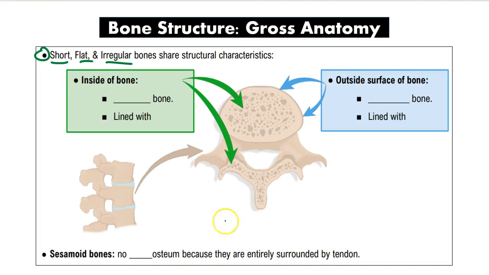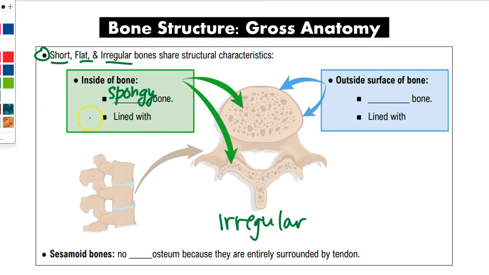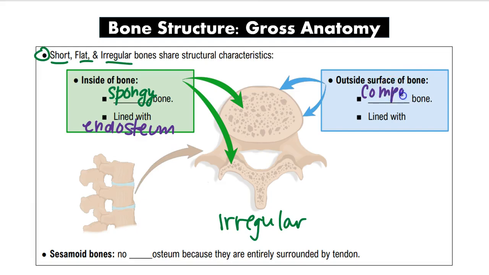All right, this is going to be an irregular bone. Why? Because it looks like a vertebrae, excuse me. And that means if you had a piece of the vertebrae in your hand, you'll be able to see areas that are thick. And it has an odd shape, but there's areas that are thick as well. Okay? Now, when it comes to short, flat, and irregular bones, this is what their overall gross anatomy is. The inside of the bone is going to be spongy bone. Now, we know that's going to be lined with endosteum. Okay? And the outside surface of the bone is going to be compact bone. And that's going to be lined with periosteum.